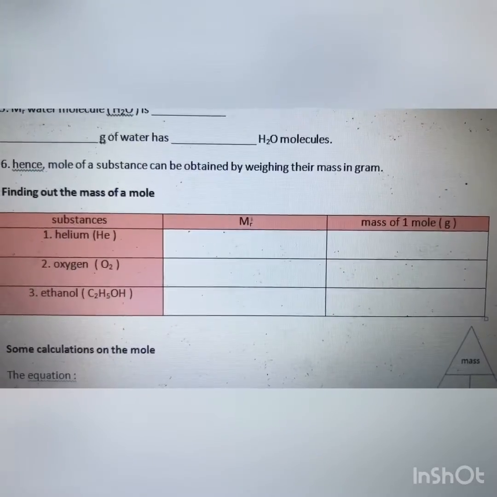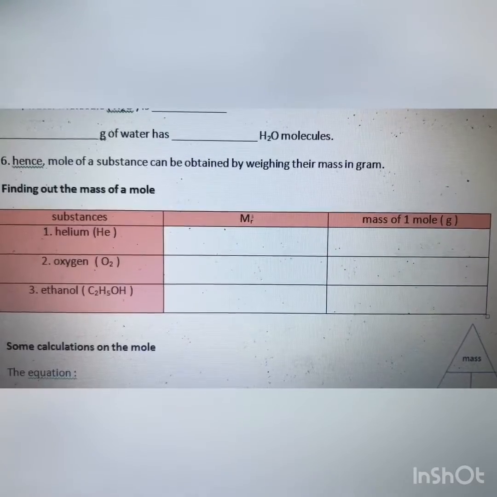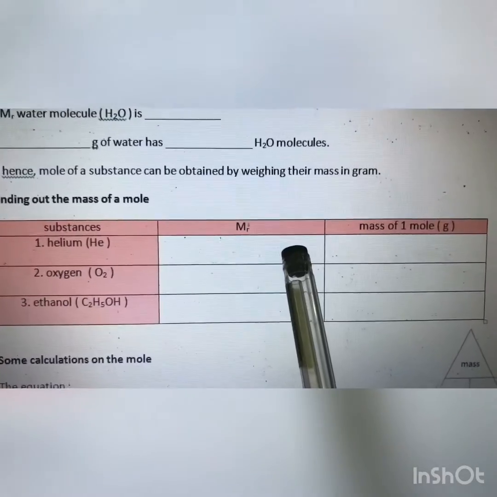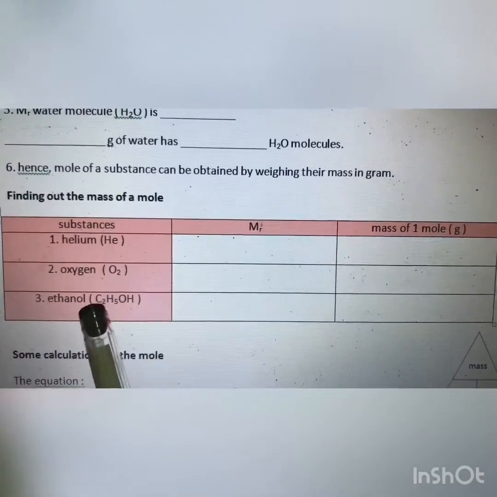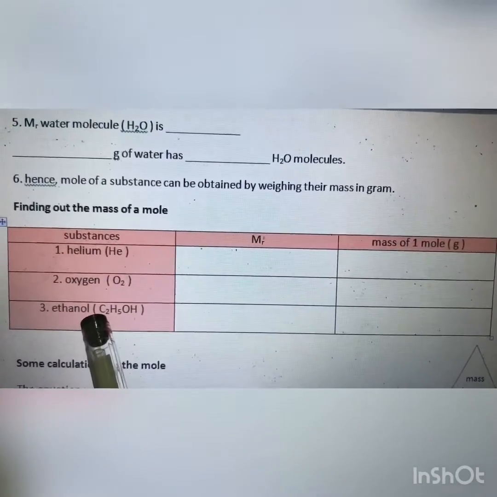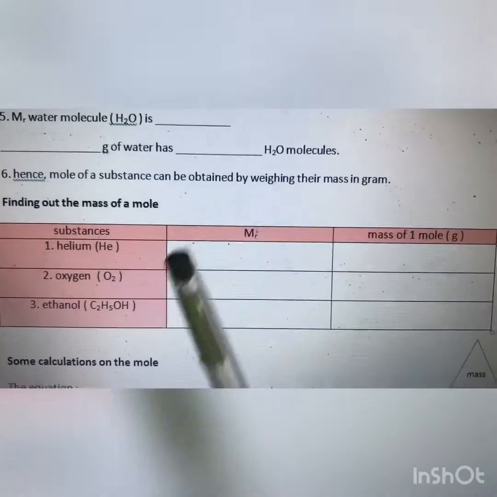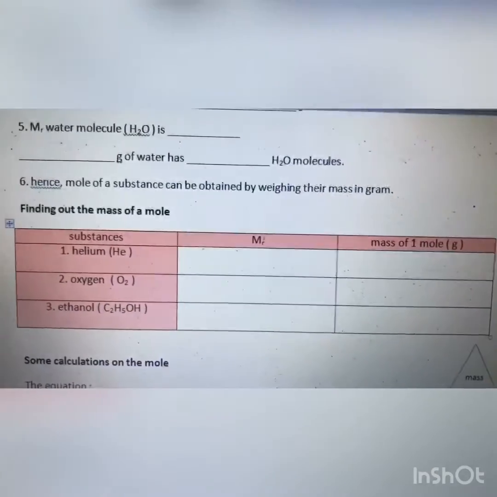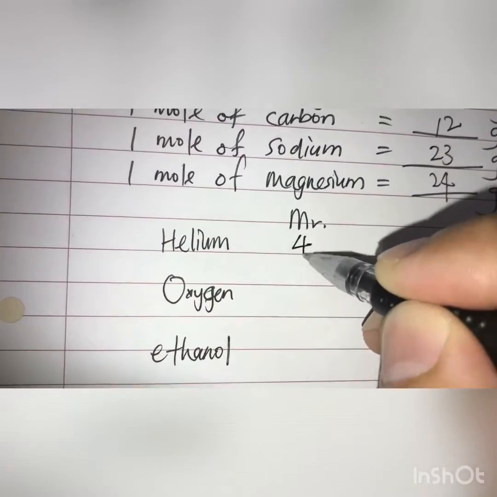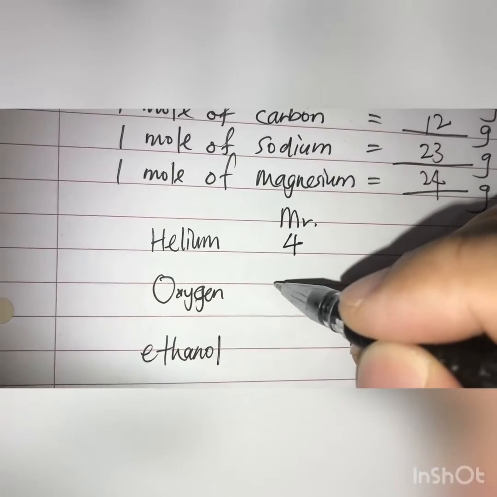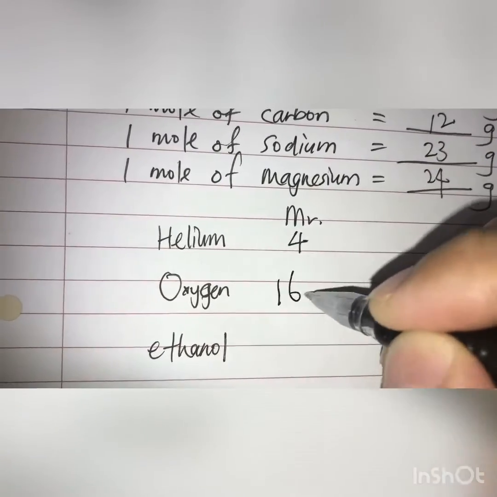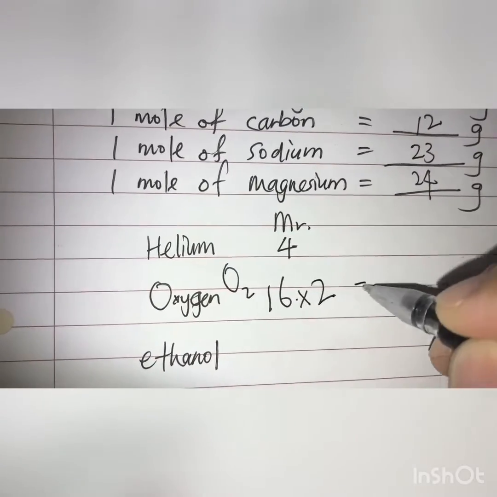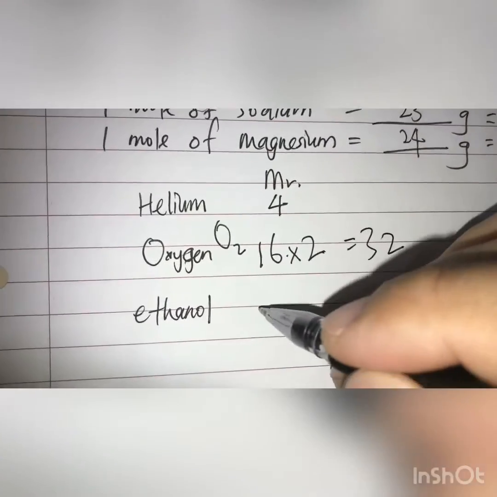Next question is about the mass of a mole. So helium, what is the molecular mass? Oxygen molecule and ethanol molecule. So we have to find out the molecular mass and find out the mass of the mole. Okay, the molecular mass is 4. Oxygen atom is 16, but because here is O2, so times 2, okay, equals 32.